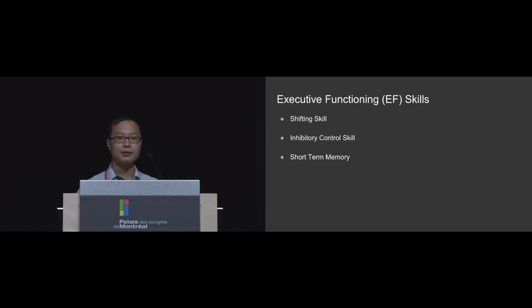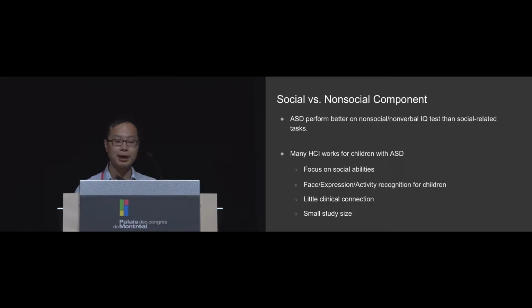Actually, the EF skills are already well studied in the Autism Society. But unfortunately, not many people have studied the connection between the social deficits and the EF skill deficits. For instance, we know that ASD children perform better on the nonverbal IQ test than the verbal IQ test. But we still don't know the connection between the verbal IQ, the social deficits, and the EF skill deficits.